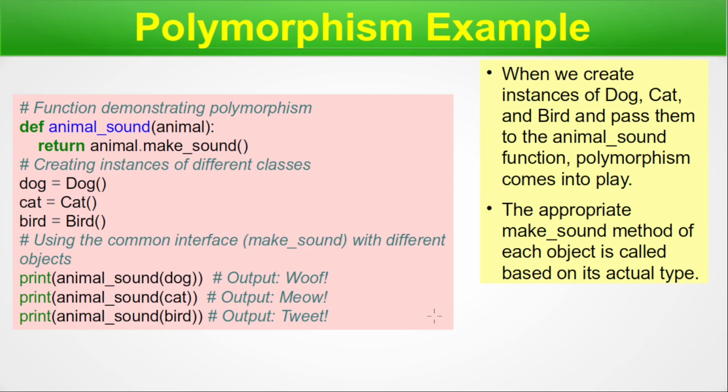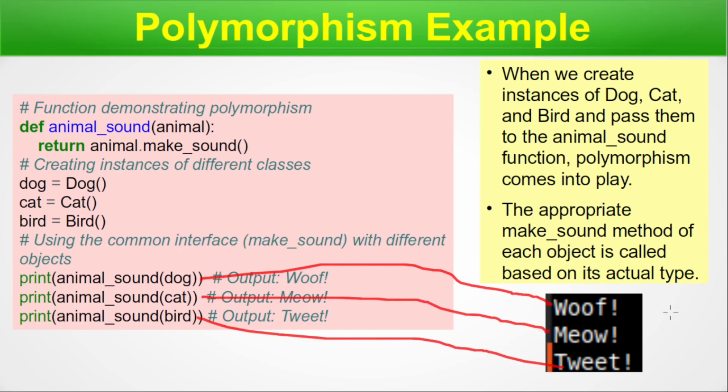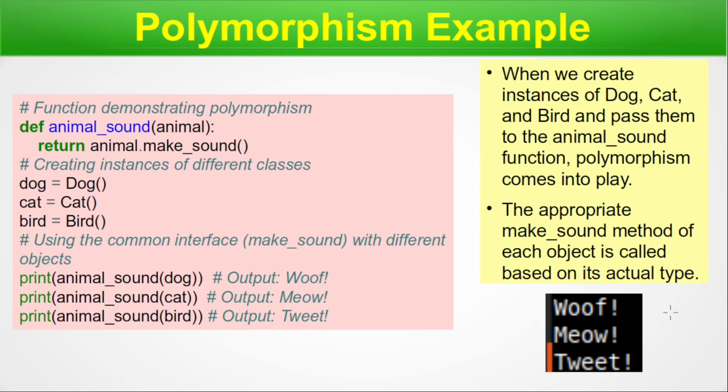This code is downloadable, and once you execute this code, you can see the first one gives woof, the second one cat gives meow, and the bird gives tweet. So this is coming as the output. You can go ahead and download this code from the download link provided in the description. So you're done here. Let's move on to the next slide.